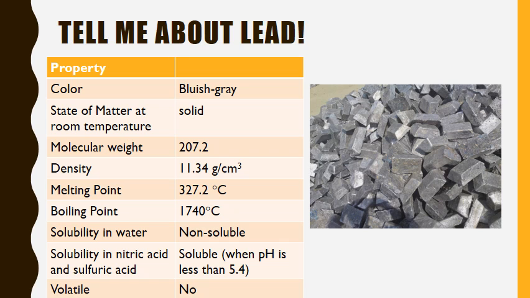Now, if you put a chunk of lead in water, it wouldn't be soluble. It would stay lead. But if you add it to either nitric or sulfuric acid, it becomes soluble. It's actually soluble under any conditions which get a pH below 5.4. It's a non-volatile substance, so all in all, it's pretty solid.